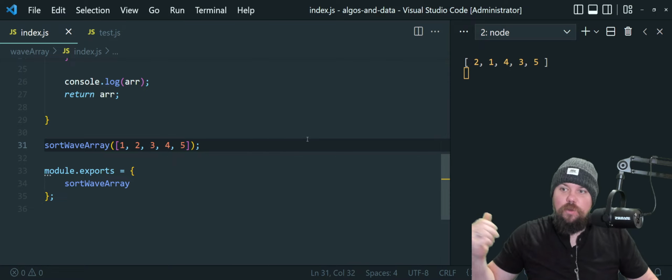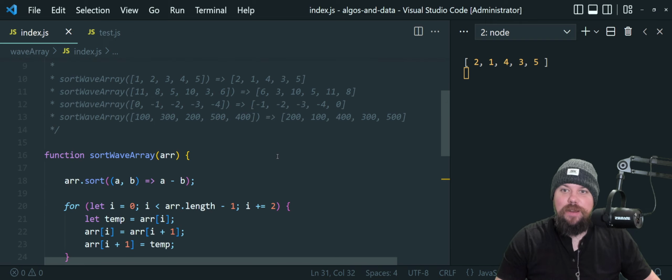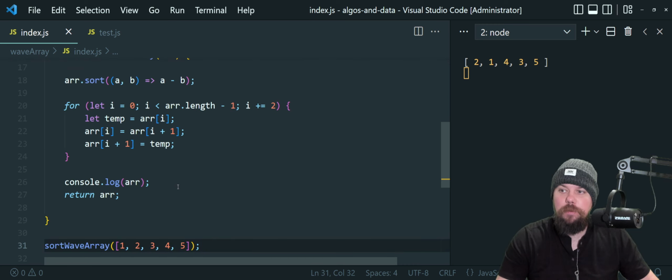2, 1, 4, 3, and 5. And voila, we have a sorted wave array, which is the output we expect here. But like I said, if we didn't sort this, there are multiple ways to solve this one. The alternate solution, which I'll be coding in just a moment, is a little bit more complex than this. Well, not in terms of big O, but it is a bit more difficult to understand and read the first go around.